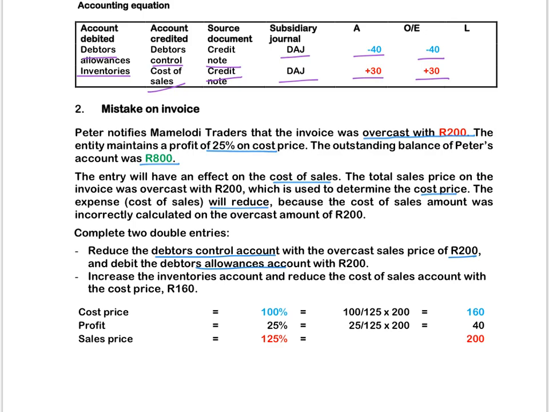To calculate the cost price, we will take the cost price as 100%. The profit that we made is 25. So the sales price equals 125. The sales price is given as 200 Rand. So if we calculate the cost price, the percentage that we want, 100, over the percentage that we know, 125, times 200 will give me 160 Rand.